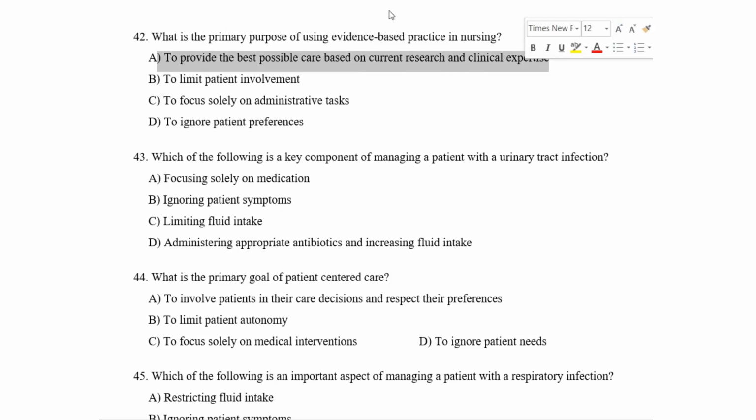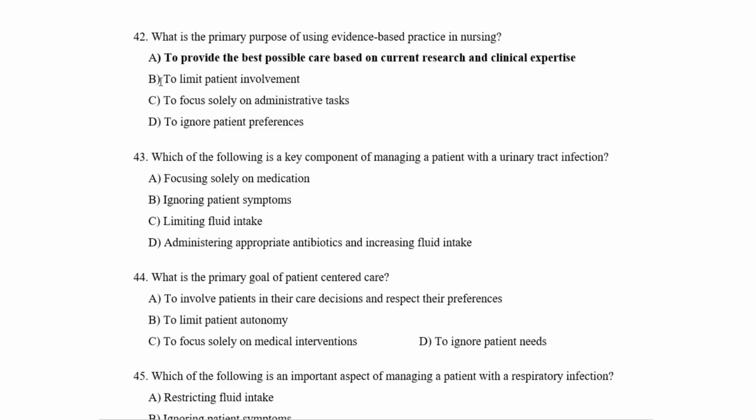Well, similarly let's look at question number 43. Which of the following is a key component of managing a patient with a urinary tract infection? Option A, focusing solely on medication. Option B, ignoring patient symptoms. Option C, limiting fluid intake. Option D, administering appropriate antibiotic and increasing fluid intake. The correct answer is option D.